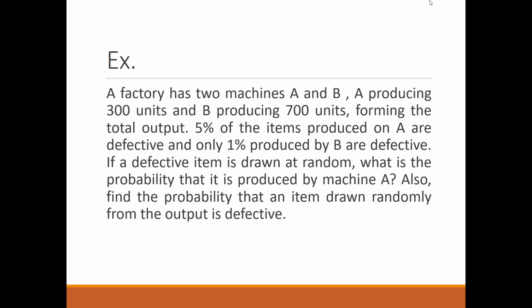So P(A1) is 0.3. Similarly, what is the probability that the item produced is from machine B? That will be 700 divided by 1000, because the total is 1000 units. That will give me P(A2), which will be 0.7.